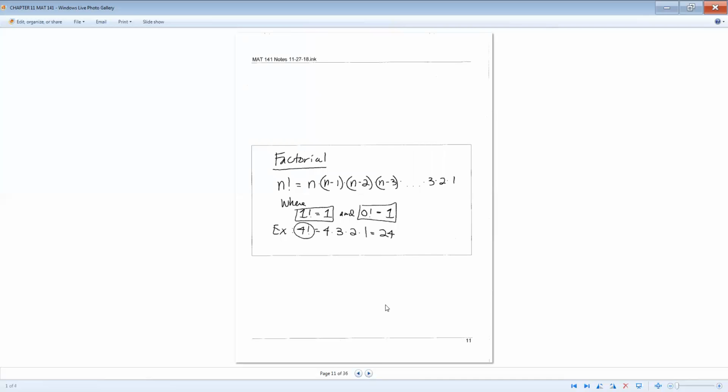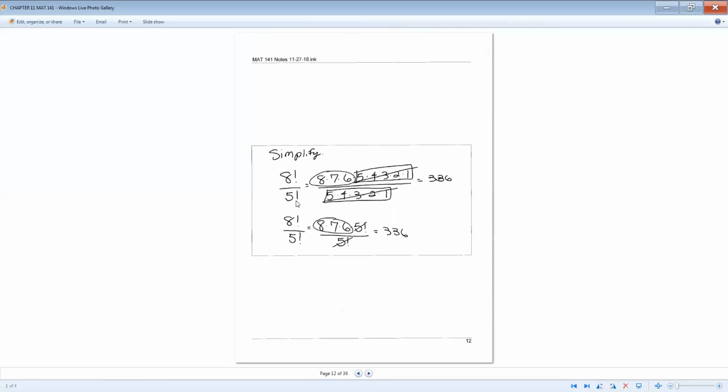All right, factorial. Whenever you see an exclamation point in mathematics, that's the factorial operation. That means you will use that number and then count down by ones all the way to 1 and multiply those numbers together. 1 factorial is 1, 0 factorial is also equal to 1. So 4 factorial will be 4 times 3 times 2 times 1, which is 24. So you start off with the 4 and count down by ones all the way down to 1 and multiply those numbers together.